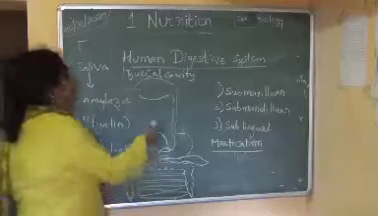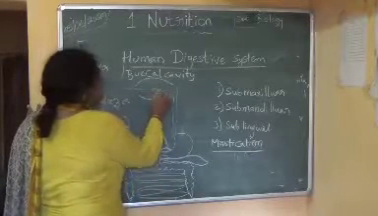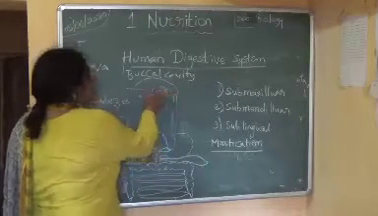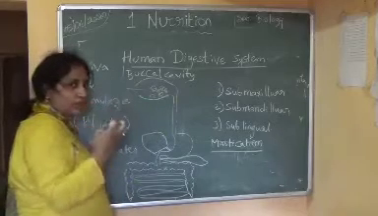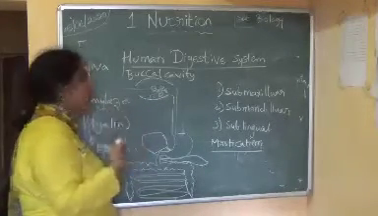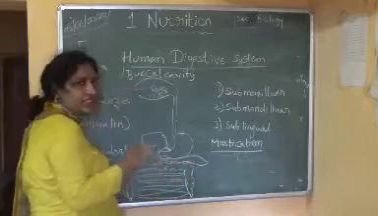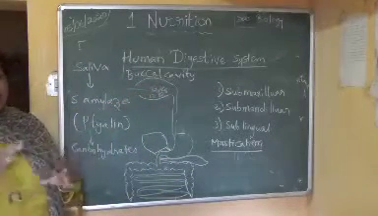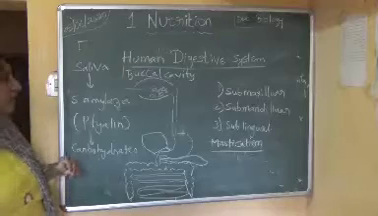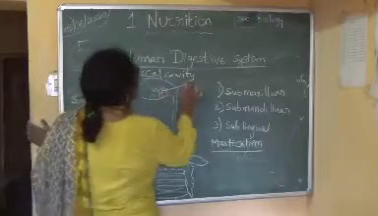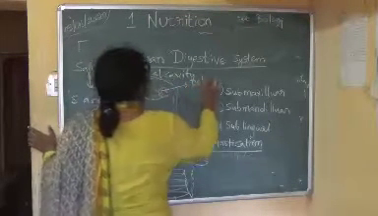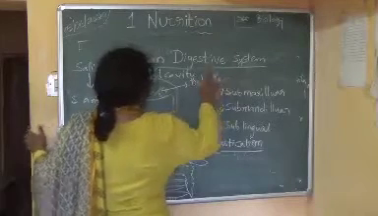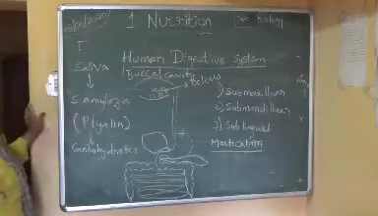Now the food will become so soft and slippery. You take a solid food, you chew it, you mix it with saliva. That process is called mastication. Now the food has become soft and slippery, and that food is called bolus.